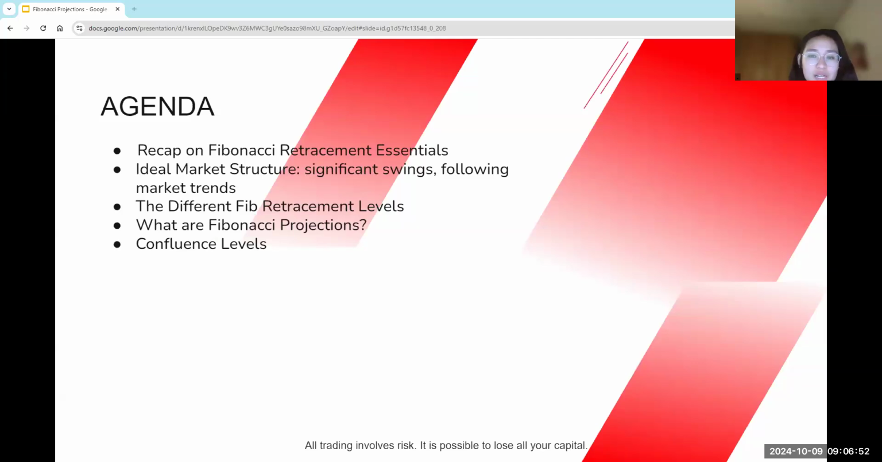So here's our agenda for today. We'll go through the essentials for Fibonacci retracements, including a checklist for you to follow when identifying Fibonacci retracements. Then we'll go through the key points for an ideal market structure, looking out for any significant swings and market trends. And most of these we've already gone through in our previous sessions. So if you have missed the previous sessions, don't worry, we'll go through them briefly today. Then we'll briefly talk about the different Fibonacci levels from the negatives all the way to the levels greater than 100. And lastly, we'll introduce Fibonacci confluence levels as well as Fibonacci projection levels.